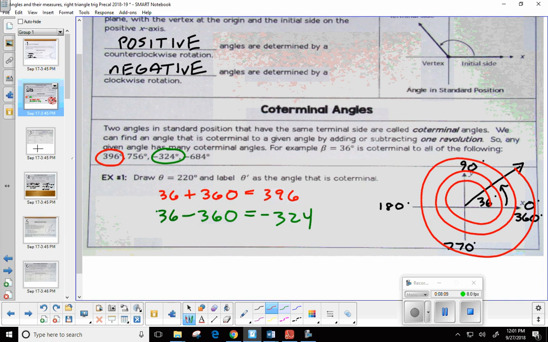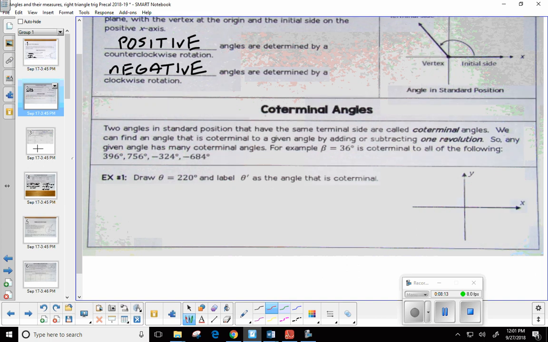Okay, so let's try an example. Let's try another one. Let's see what you guys think. Example 1 says theta is equal to 220 degrees. So I have my 0. I've got 90, 180, 270, and then all the way back around to 360.